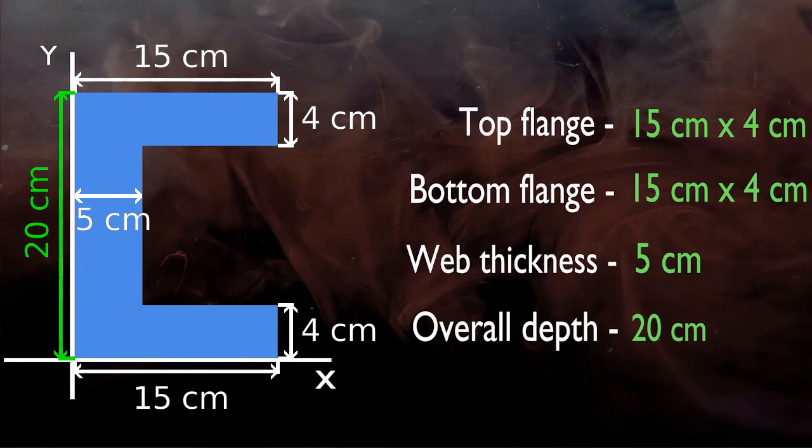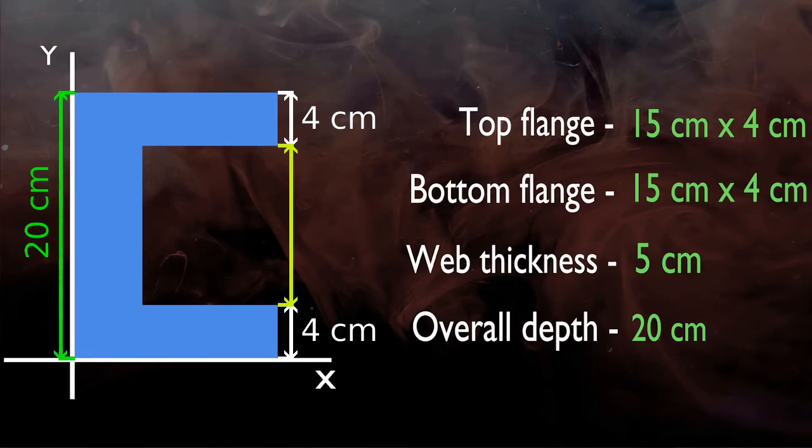Now check for any missing data of width or height. Here only one dimension is missing and that is the height of the web. We can find it out by subtracting upper and lower flange height from overall depth. That is, overall depth of 20 cm minus 4 cm of top flange minus 4 cm of bottom flange equals 12 cm.